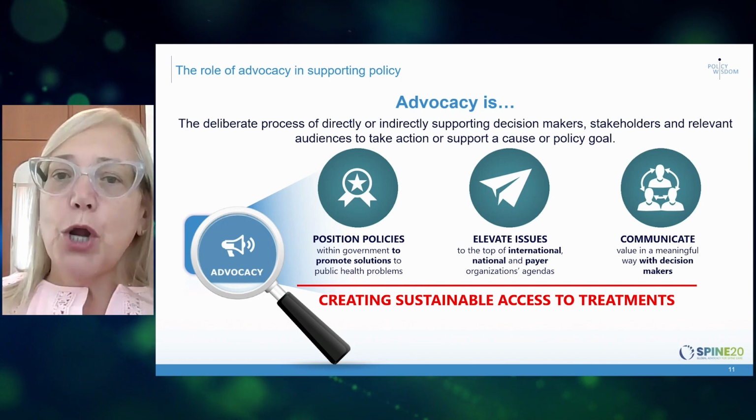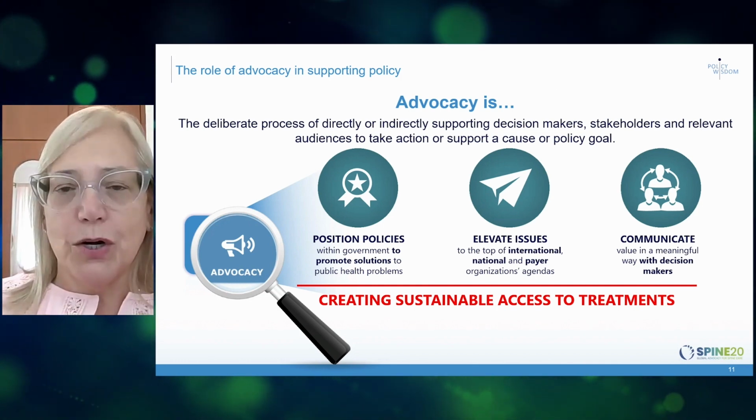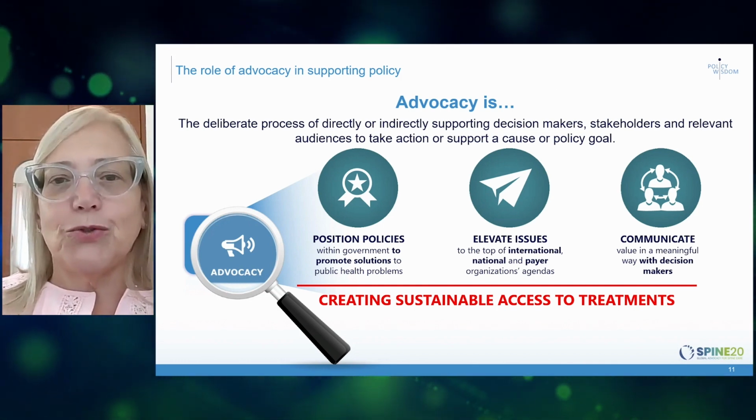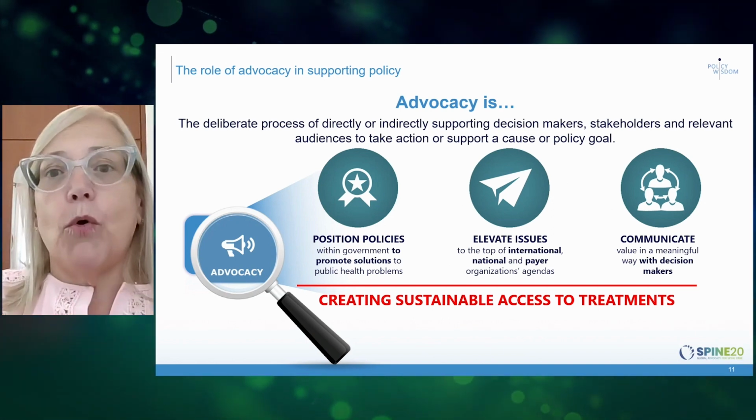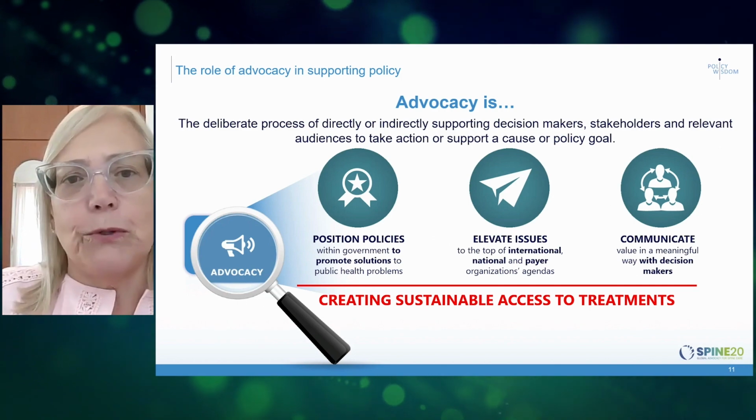And the other thing you do with advocating is communicating in a meaningful way with decision makers. When you know what you want to say, when you have a clear goal, your capacity to ask for action or for support is much more evident and much more powerful.